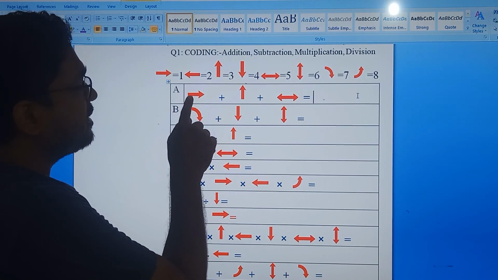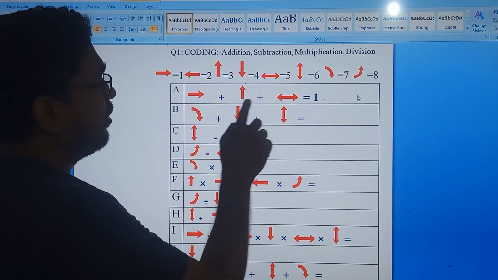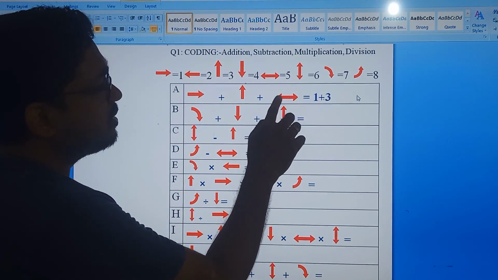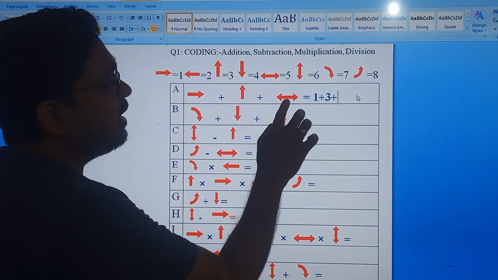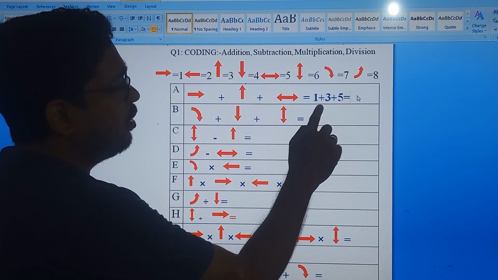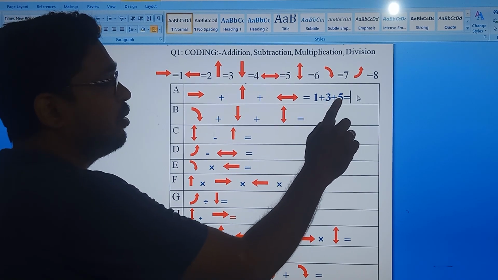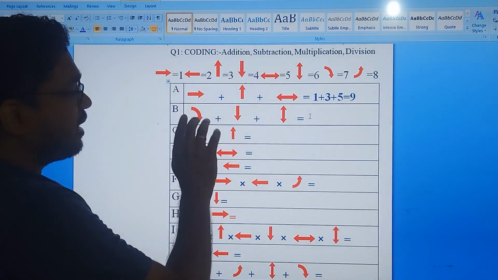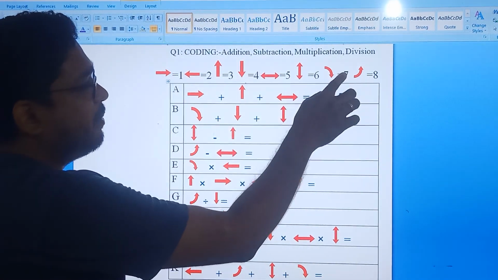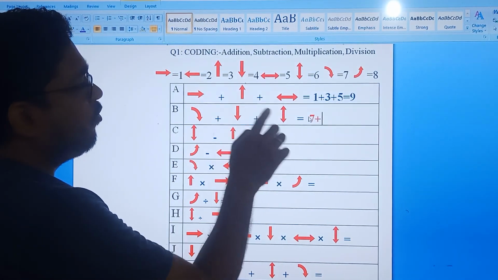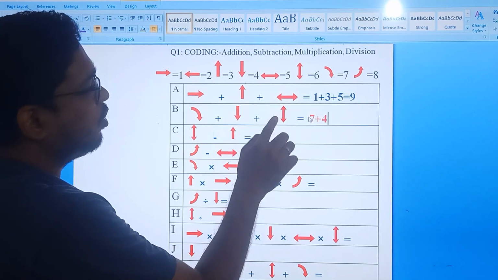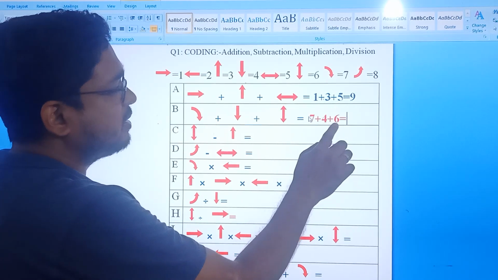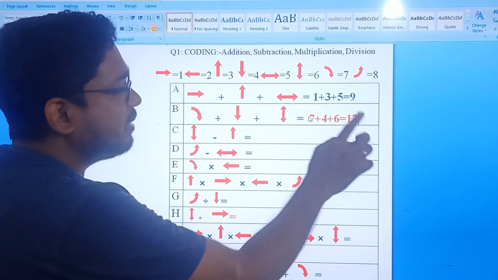So what is the value of this arrow? It's 1. Next, what is this? This is 3. And what is the value of this horizontal line with both side arrow? It's 5. So what is the value? 1 plus 3 plus 5 is equal to 9. Now come to bit B. What is the value of this right side curved arrow? It's 7 plus 4. What is the value of this? 4. And the next is 6. 7 plus 4 plus 6 is equal to 17.